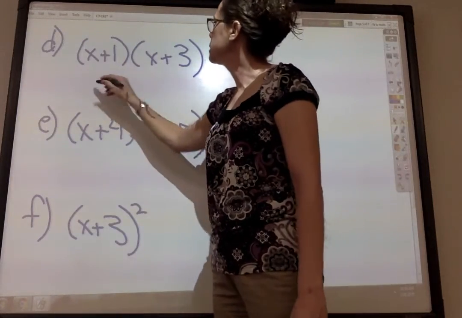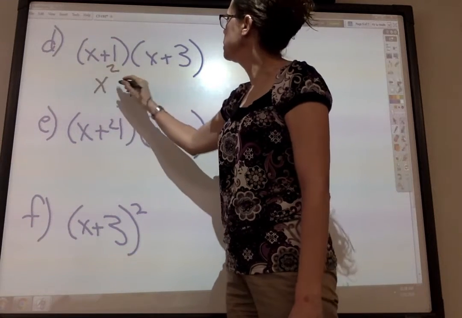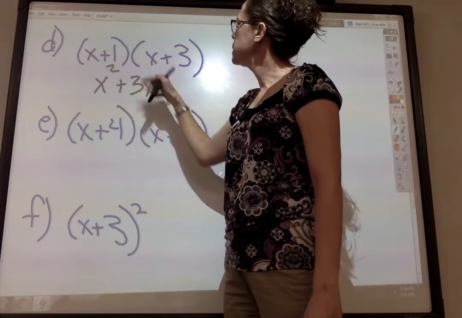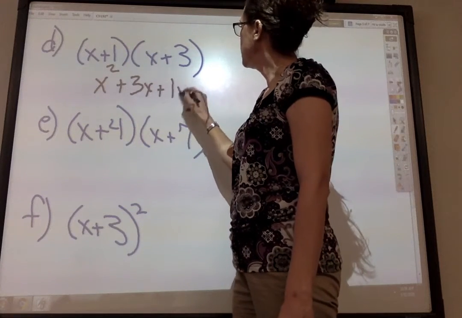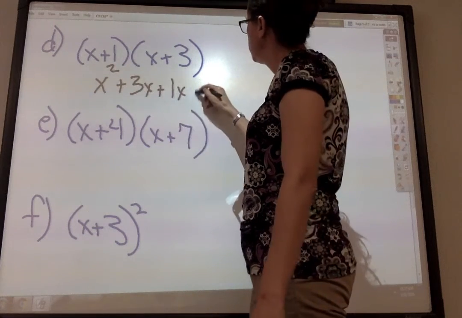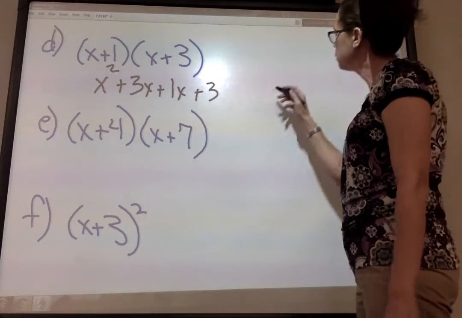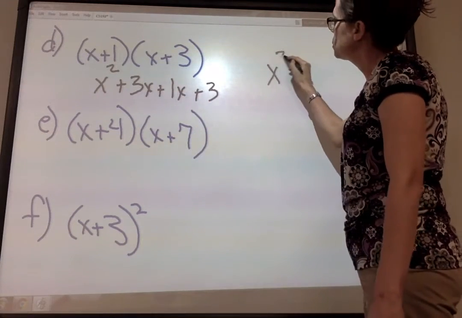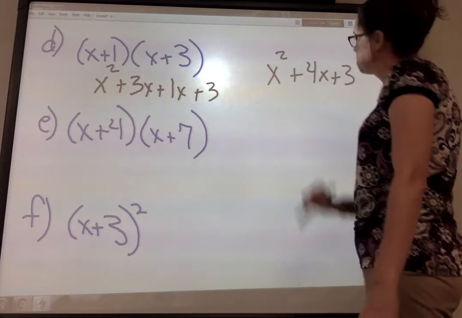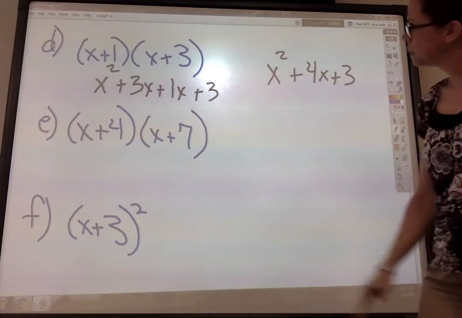First, x times x gives me x squared. Outside, x times positive 3, positive 3x. Inside, positive 1 times x gives me positive 1x. Last, positive 1 times positive 3 gives me positive 3. I'm going to combine my middle terms. The final result is x squared plus 4x plus 3. So that should be your answer for D.